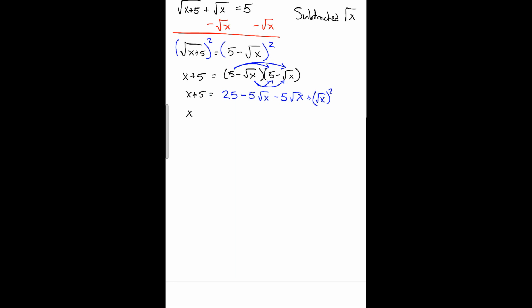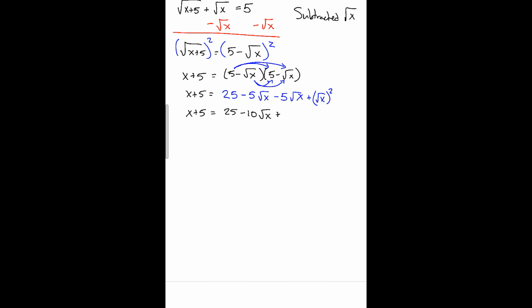So now let's clean this up. That would be x plus 5 on the left-hand side. 25 now minus 5 square root of x minus 5 square root of x. Those are considered like terms. So we can just combine like terms by addition and subtraction. In this case, a negative 5 minus 5, well, that gets us a minus 10 square root of x.